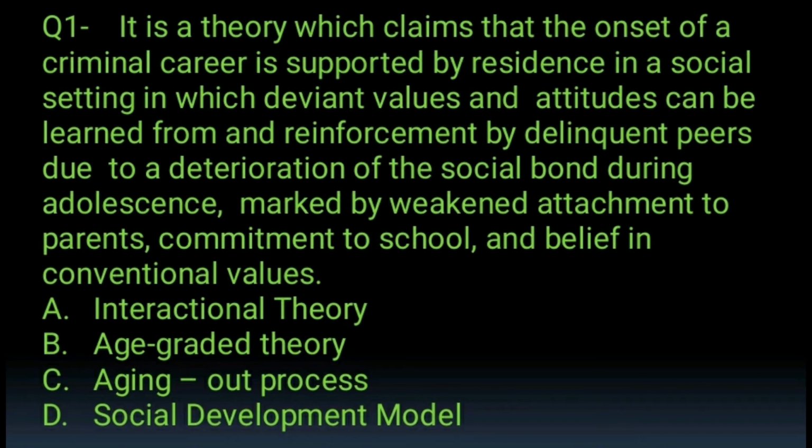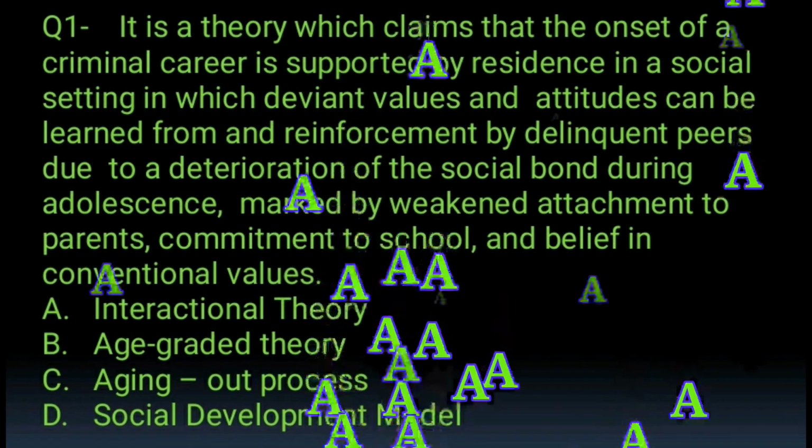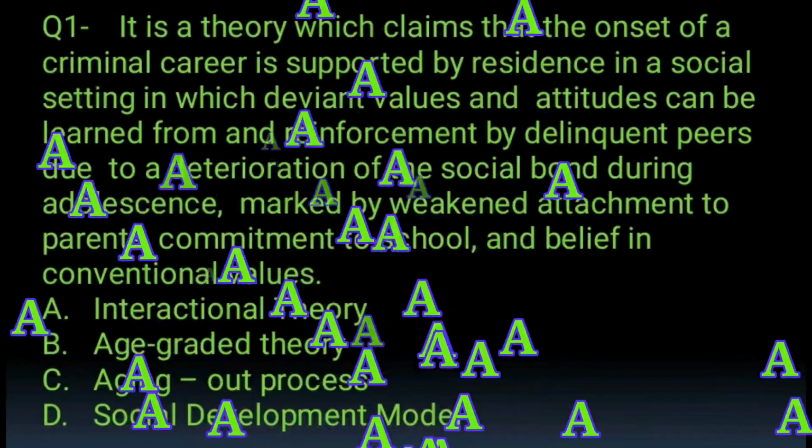Letter A, interactional theory. Letter B, age-graded theory. Letter C, aging out process. And Letter D is social development model. And the answer for this question is letter A, that is interactional theory.